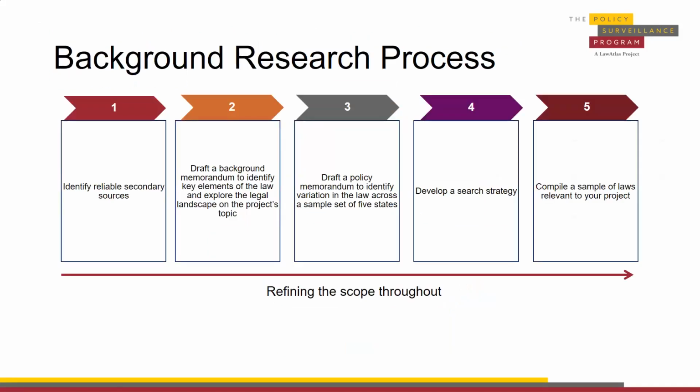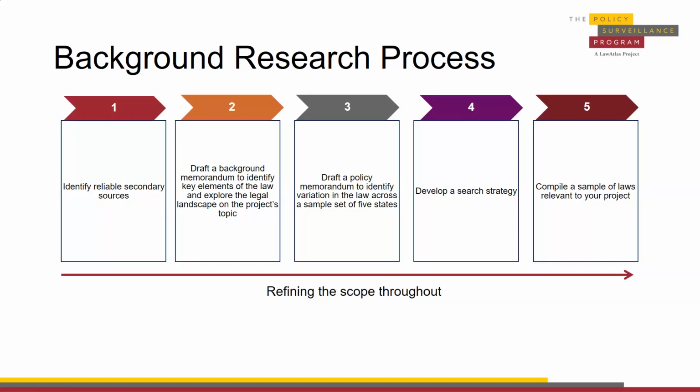So, this right here are the steps that you would follow when you conduct background research. The following slides will detail these 5 steps in even further detail. First, you want to identify reliable secondary sources. Second, you want to draft a background memorandum to identify key elements of the law and explore the legal landscape on the project's topic. Third, you want to draft a policy memorandum to identify variation in the law across a sample set of 5 states.